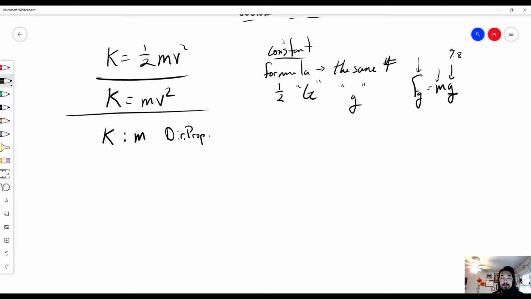What that means is, if kinetic energy increases by a factor, like say by a factor of 5, so if kinetic energy gets multiplied by 5, mass also gets multiplied by a factor of 5. It's the same. Another one that we can look at is kinetic energy and velocity.